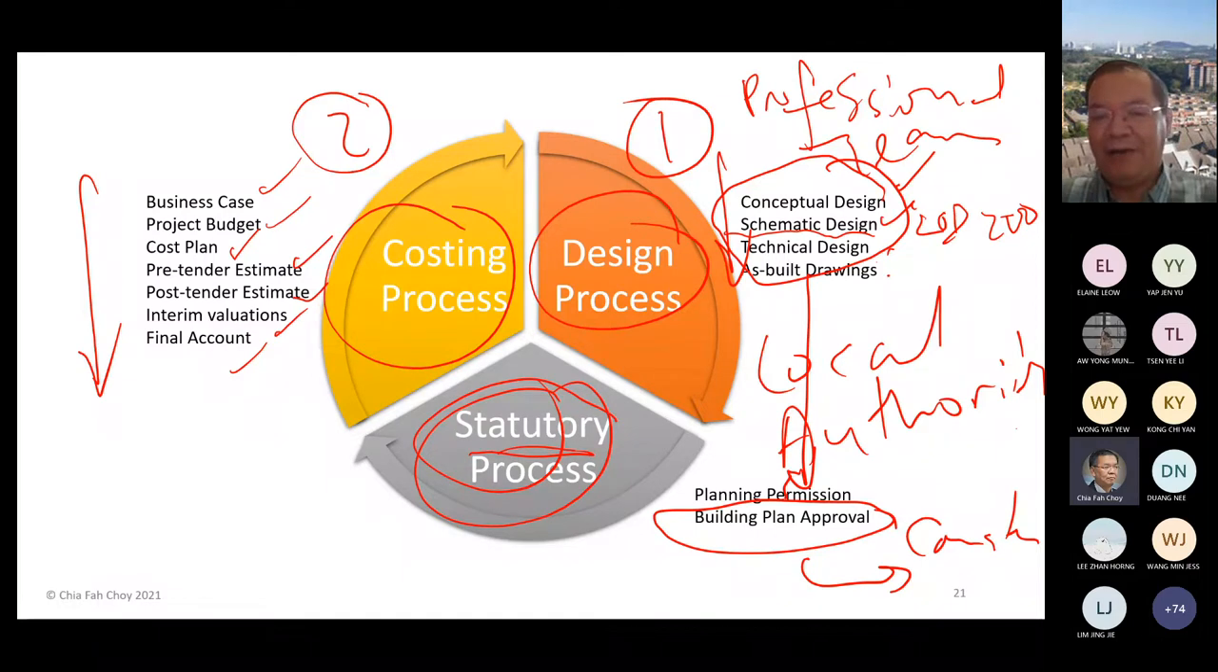So that's why I would like to call this a statutory process rather than complying with the government's instructions. Can you understand what I mean or not? So as a university graduate or as a professional, I wish you can have this kind of mentality.